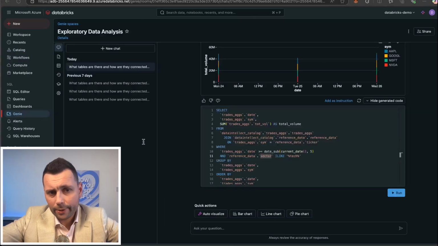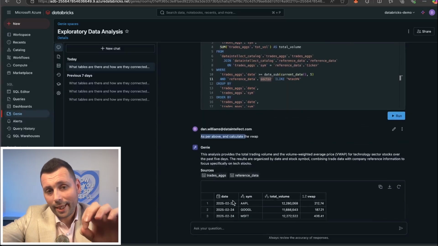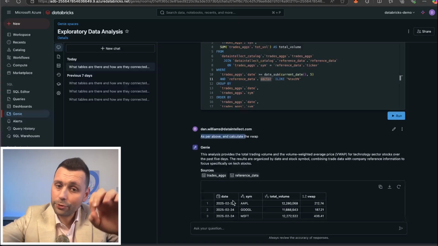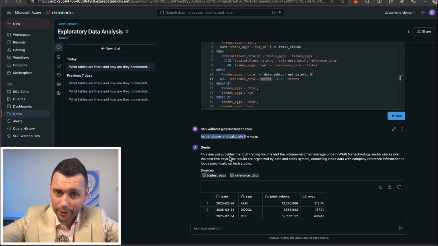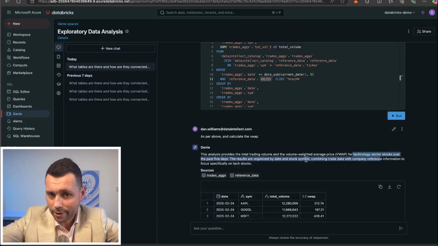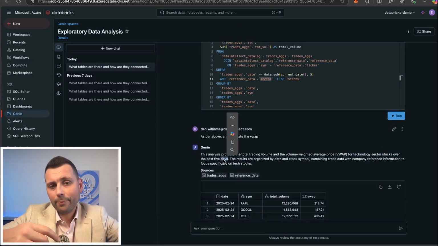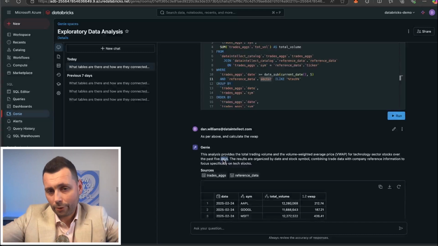The next question that I'm going to ask it is: as per above, but calculate the VWAP. We'll see if Genie understands what the VWAP is and how to calculate this metric. This analysis provides the total trading volume and the volume weighted average price. So it understands that VWAP is the volume weighted average price, and it also looks at technology stocks over the past 5 days. So it kept on building on top of that query.